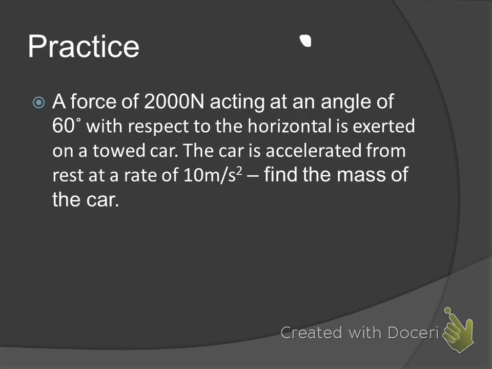Here's my system, or my car. First, I'm going to look at my applied force, or whatever's being applied to our car. Force of 2,000 newtons acting at an angle of 60 degrees with respect to the horizontal. With respect to the horizontal means above the normal, or the positive x-axis. So it always means north of east. That's what to the horizontal means.